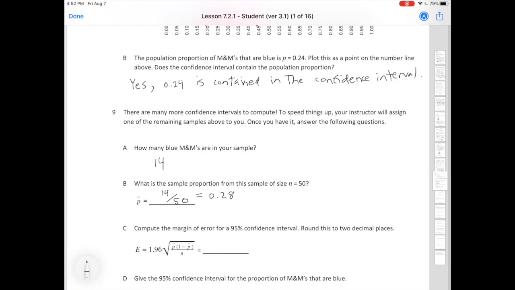So how do you find the margin of error? Remember, you're going to do 1.96 times that square root. So it's going to be 1.96 times the square root of 0.28 times 1 minus 0.28, divided by 50. There are two ways of doing this. Again, you could do just the square root part, get your answer, and then multiply it by 1.96. Or you can do the entire thing on your calculator. So let me just demonstrate the calculator.